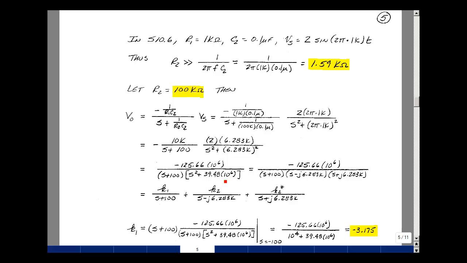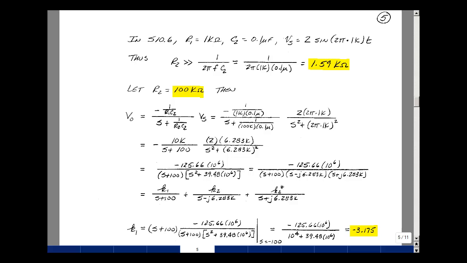Let's find the roots of this. S squared is going to be equal to minus 39.48 times 10 to the 6th. Take the square root of that, and we're going to take the square root of a negative number, so we'll have a plus and minus j. And then the square root of this, of course, is just what we started with, 6.283k. We can write this then as k1 over s plus 100, plus k2 over s minus j 6.283k, and then the conjugate of k2 divided by s plus j 6.283k. Really, this is the conjugate of this.